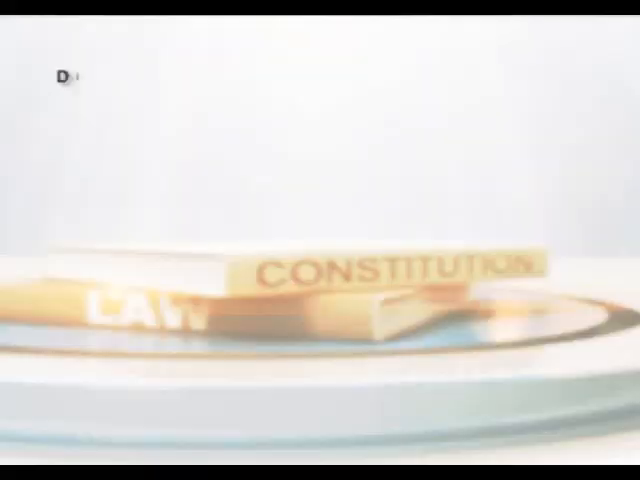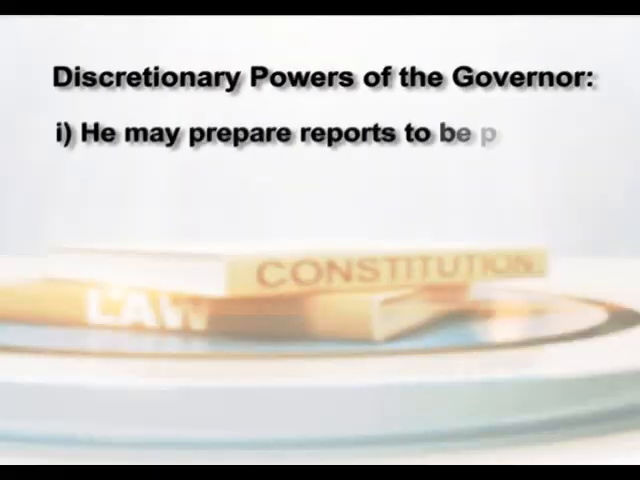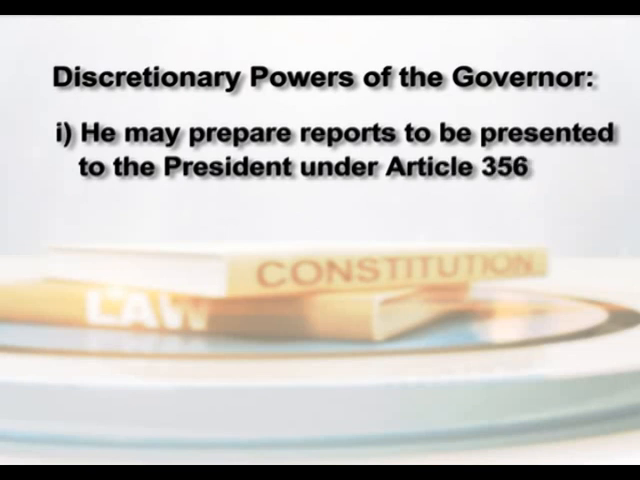But there are certain other situations in which the governor might exercise his discretionary powers, and these powers are clearly not spelled out in the Constitution of India. Firstly, as an instance, we may cite the report that is prepared by the governor to be presented to the President under Article 356.